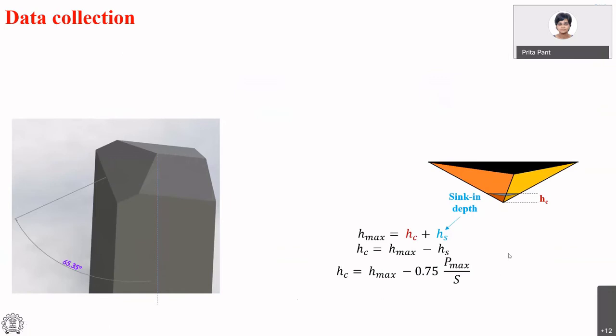Okay, so what was said was that, well, you can get this HS by this formula, 0.75 multiplied by the maximum load divided by the slope of the unloading curve. This is where our work starts, that we have unloading data to calculate the slope of that unloading curve so that we can put it in here and get our contact depth.